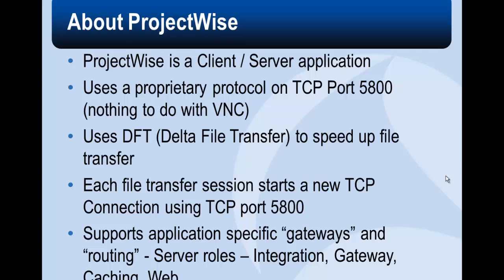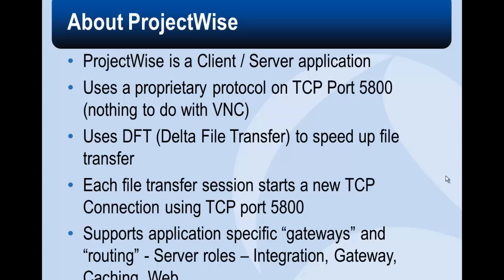Whenever we do a file transfer, we actually spin up a new TCP session. That'll become important a little bit later on. And our application supports application level gateway and routing infrastructure. So basically you would send traffic to a server that would forward it on to another server, kind of independent of your network architecture. The roles that our servers can have include an integration server.